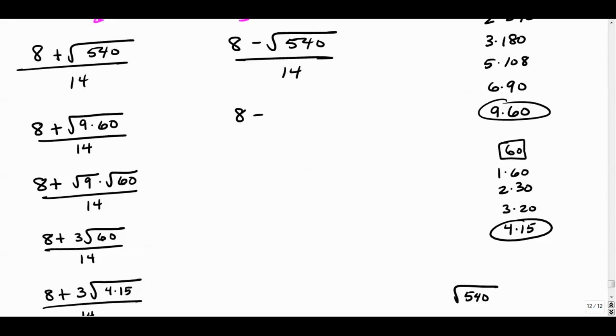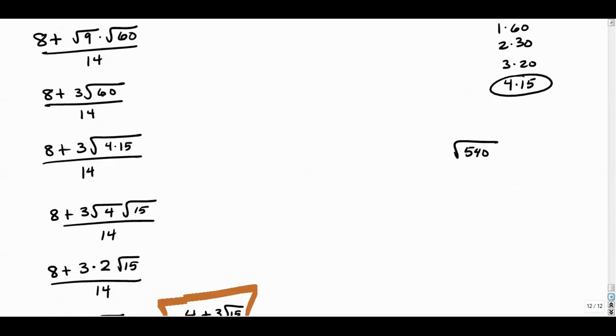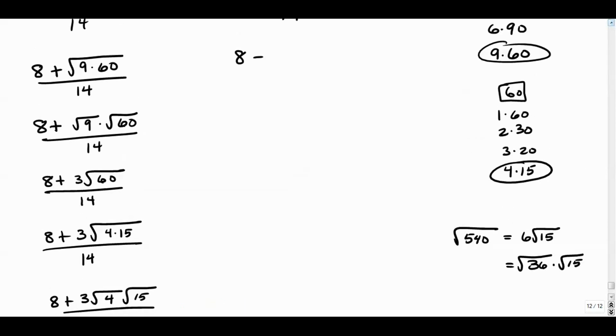So we can simplify this. We've said that 540 breaks down into 6 radical, what was it, 15, right? Right down here, 6 radical 15 is equal to the square root of 540. And that comes from the square root of 36 times the square root of 15. So we just put that up here, 6 times radical 15 over 14.